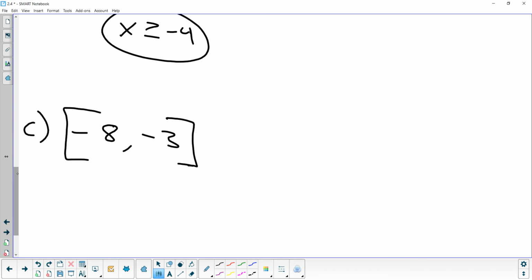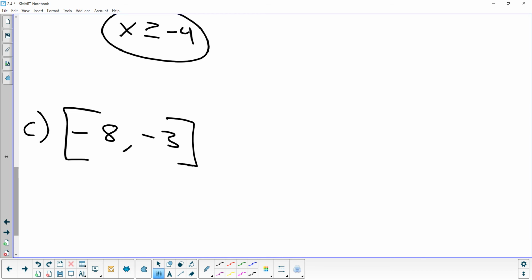It's kind of redundant to say closed and bounded. You could just say closed, because if it's a closed interval, that means you have a bracket on each end. And if you have a bracket, you can't have an infinity. So it's automatically not unbounded.